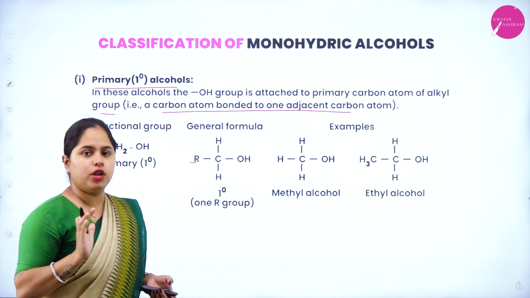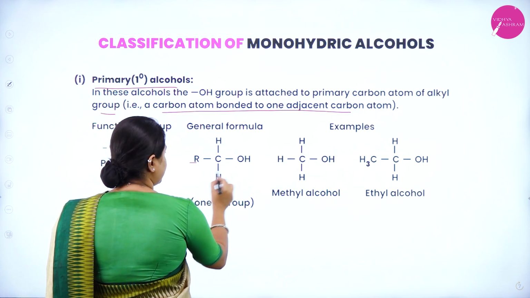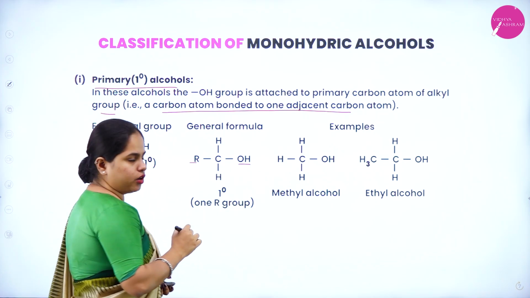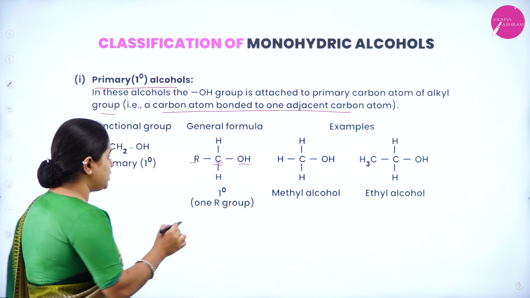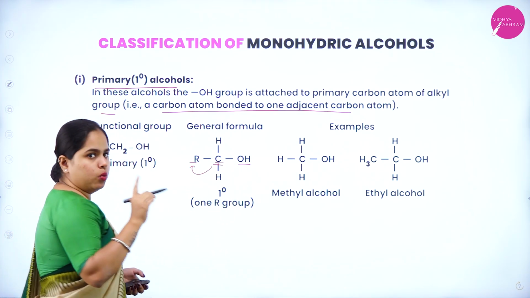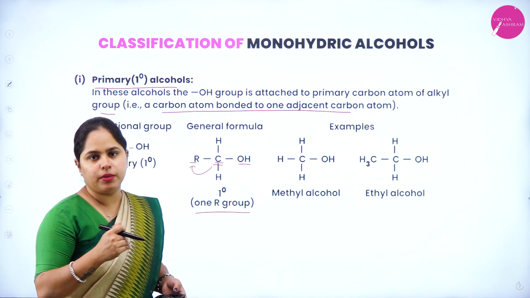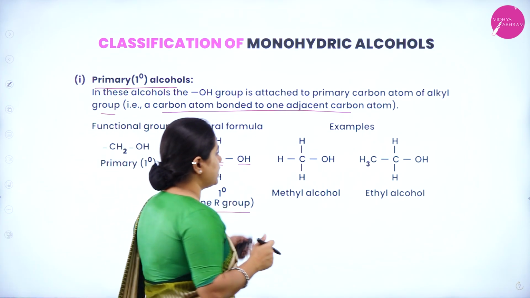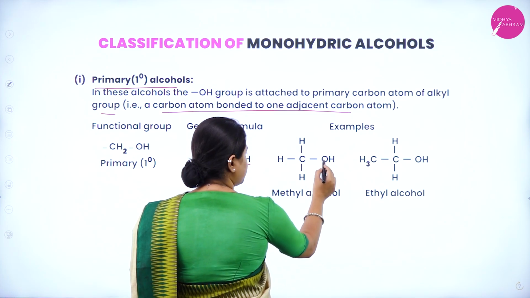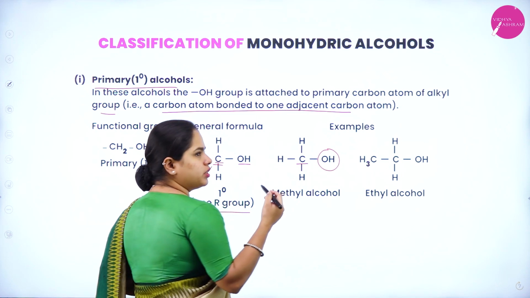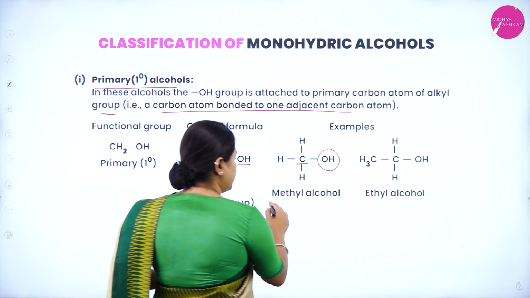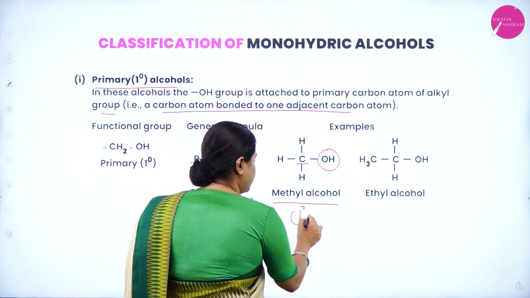So the general formula to represent it is, as you can see, this is the alcohol, that is a hydroxyl group, and this is the carbon atom directly attached to it, which is further attached to only one carbon atom. So this is primary alcohol. Now in this case also, the hydroxyl group is attached to this carbon atom which is further attached to 3 hydrogen atoms. This is methyl alcohol, this is also primary alcohol.